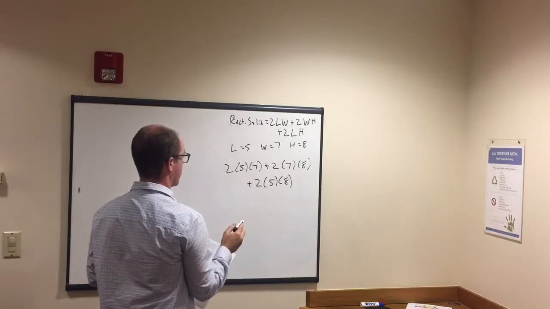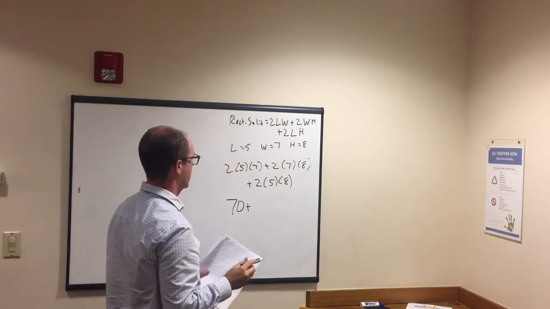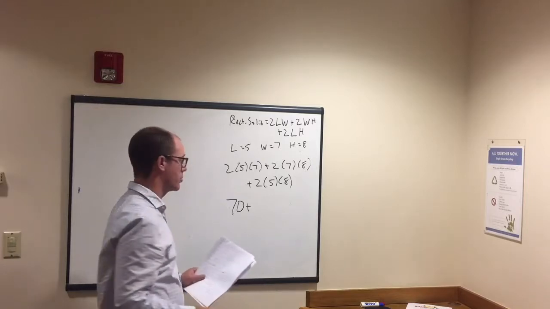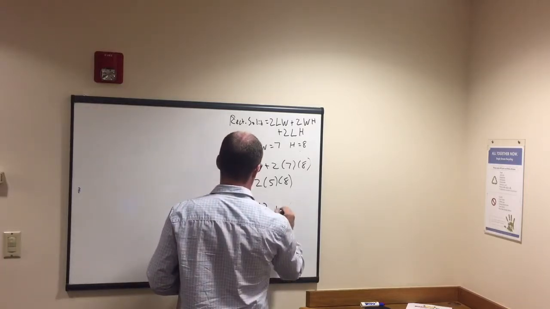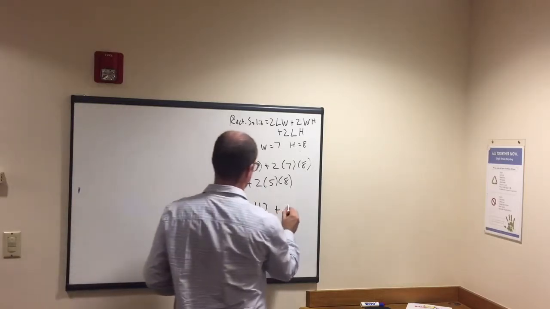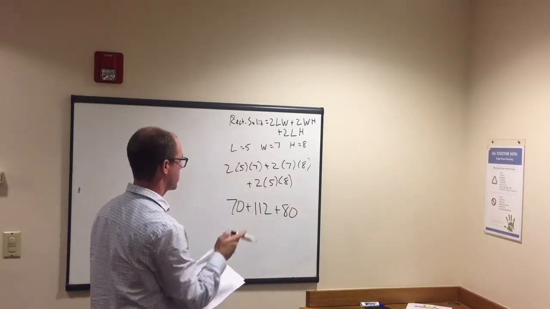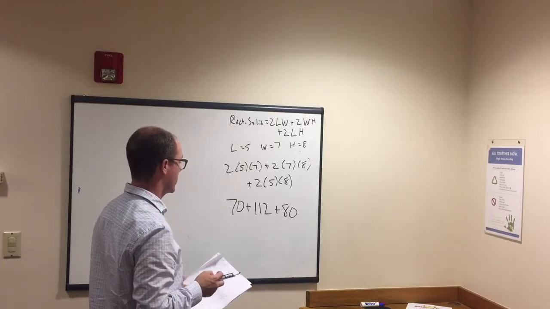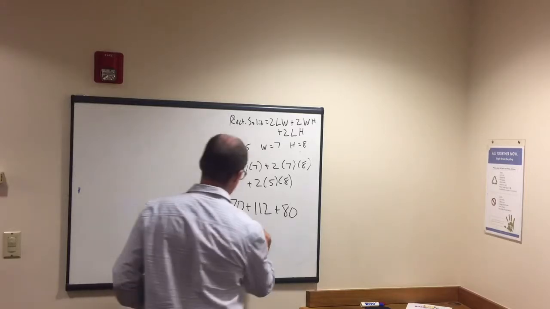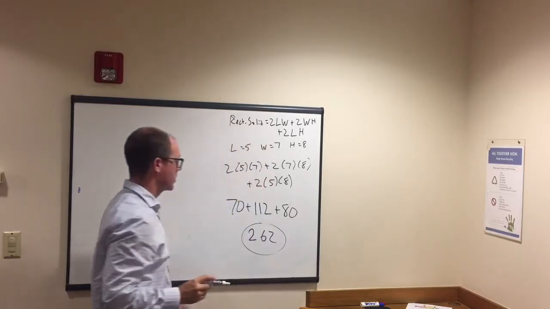5 times 7 is 35, times 2, that'll give us 70. 7 times 8 is 56, times 2 is 112. The third one, 5 times 8 is 40, times 2 is 80. Okay, and we just have to add these all together. So 80 plus 112 is 192, plus 70 is 262. 262, that would be our final answer.